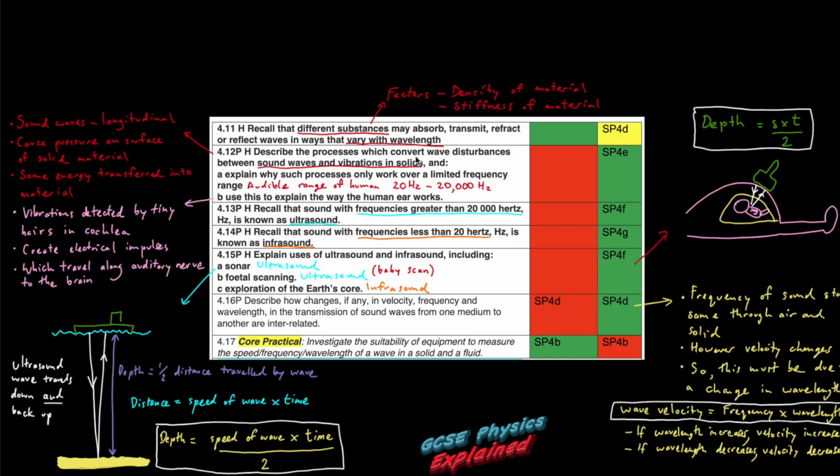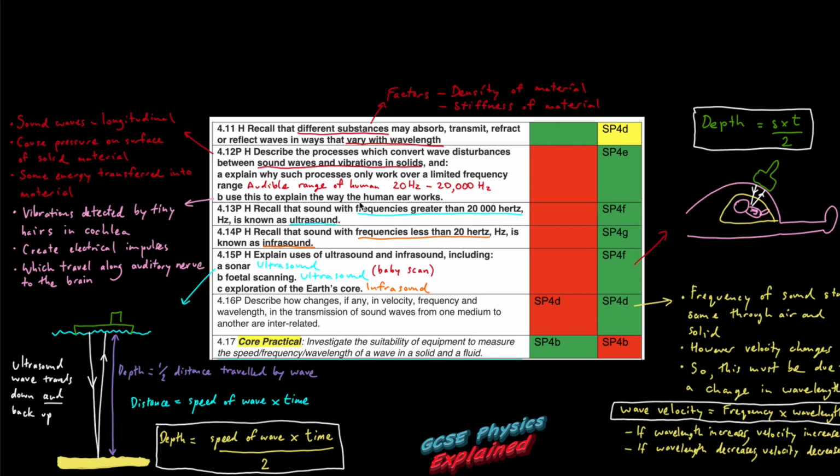Describe the processes which convert wave disturbances between sound waves and vibrations in solids, and explain why such processes only work over a limited frequency range. Well, we're only interested in the audible range of humans, which is between 20 Hz and 20,000 Hz. So sound waves are longitudinal. Now, how do they get into materials? Right. Well, the sound waves cause pressure on the surface of solid materials, and some energy gets transferred into the material.